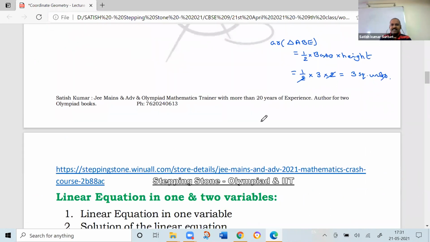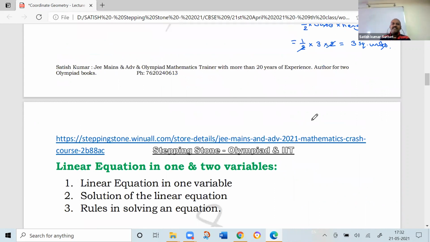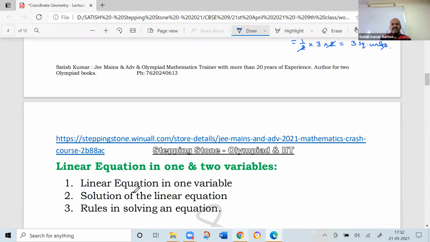So let us start another topic under coordinate geometry, linear equations in one and two variables. Previously you have studied linear equations in one variable, so we'll try to recap that and then continue. What is a linear equation in one variable, how do we find its solution, and what are the rules in solving an equation?